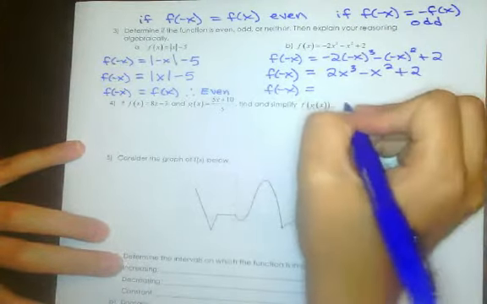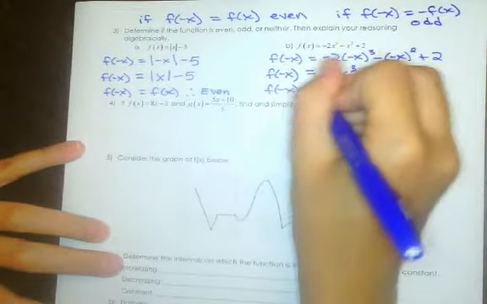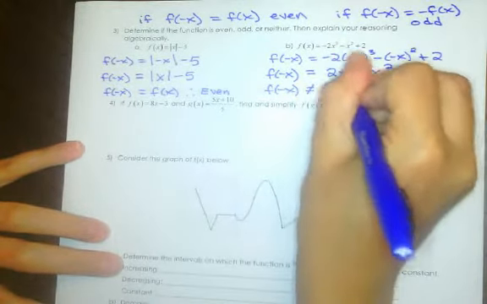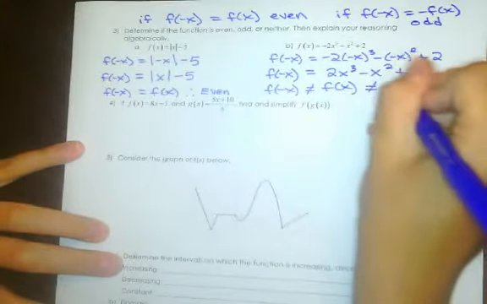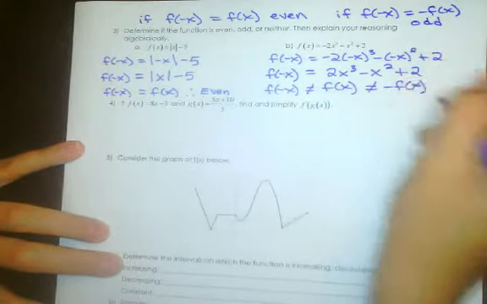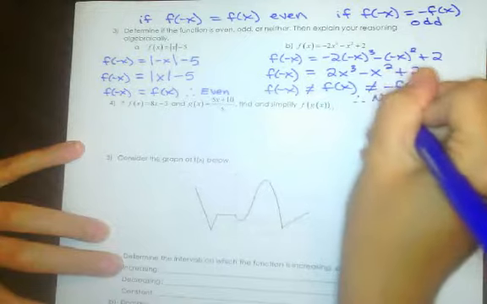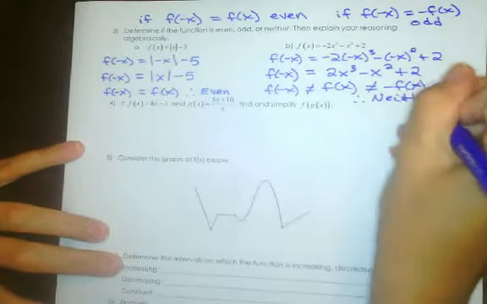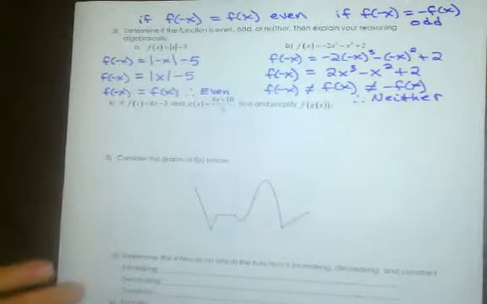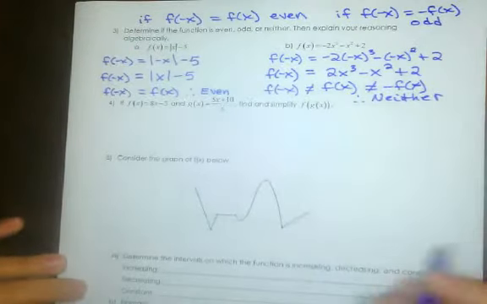So here you would say this does not equal f of x, and it does not equal negative f of x. So therefore, neither. This did not equal the complete opposite or give you back the original. So this one is neither.